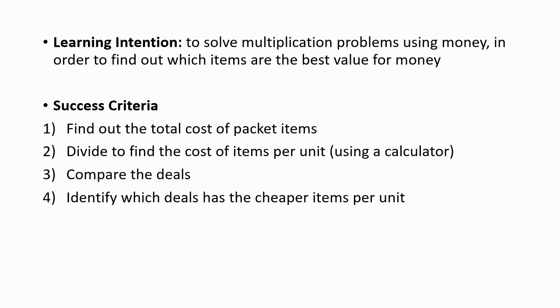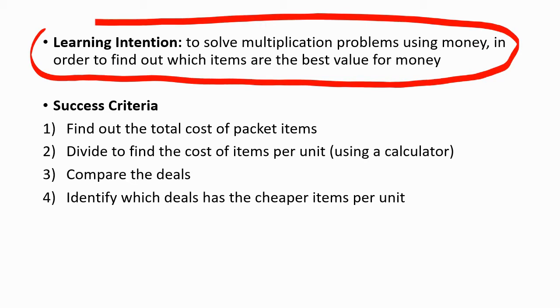Okay, so I guess our learning intention is to solve multiplication problems using money in order to find out which items are the best value for money, and our success criteria is going to be this: number 1, to find out the total cost of the packet items; number 2, to divide to find the cost of items per unit using a calculator; number 3, to compare those deals; and number 4, to identify which deals have the cheaper items per unit. So is it easier or cheaper to get 1 can of Coke, or should we buy the 24 pack of Coke? I wonder. Let's have a go.